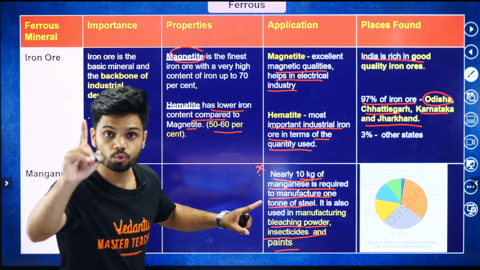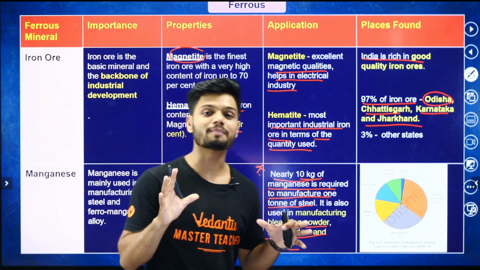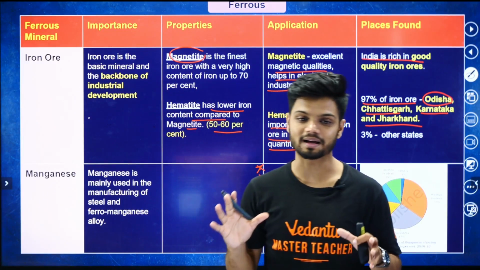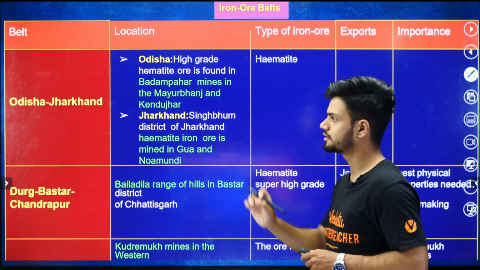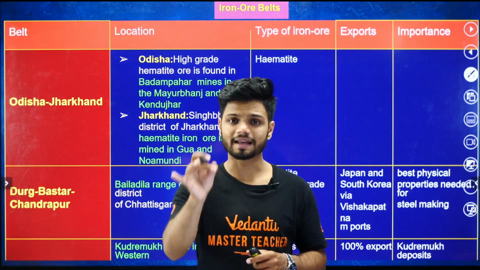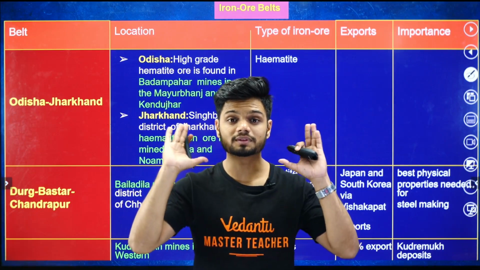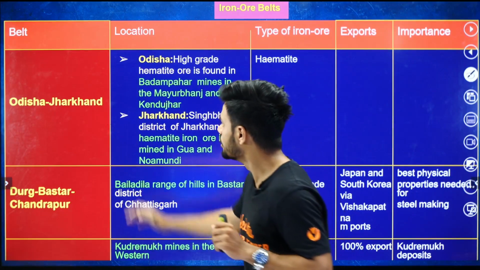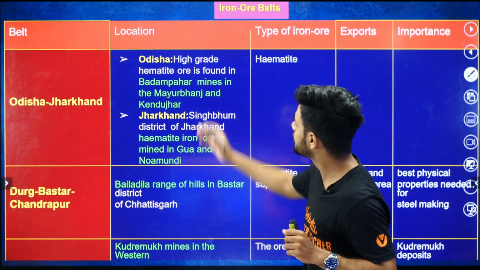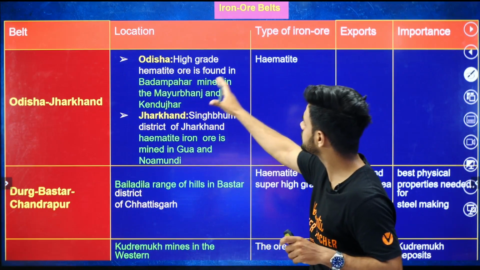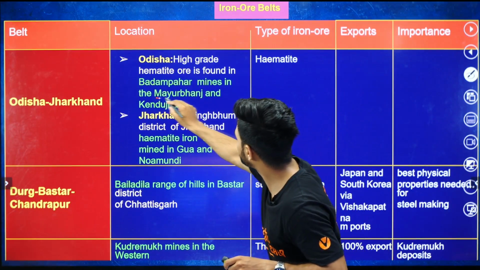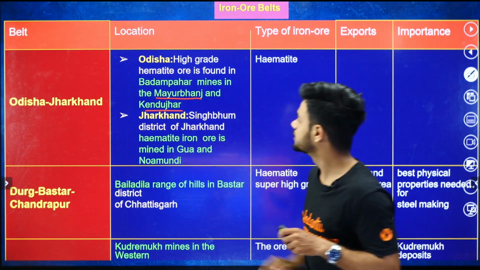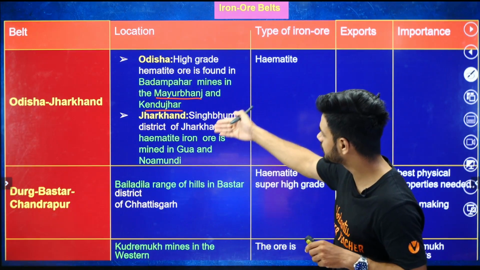10 kgs of manganese is needed. Then we have the iron belts. Again, one question can come in the form of an MCQ from this particular paragraph. For example, the first one is Odisha. In Odisha, high grade hematite ore is found in the Badampahar mines of Mayurbhanj and Keonjhar. Then we have Jharkhand. In Jharkhand also we can find hematite ore.